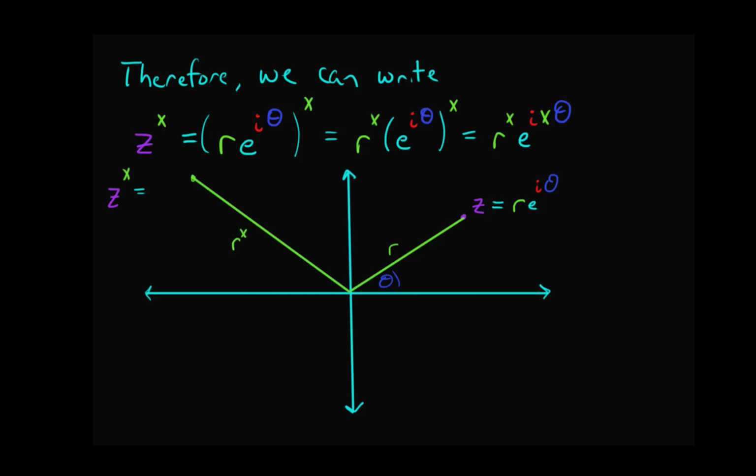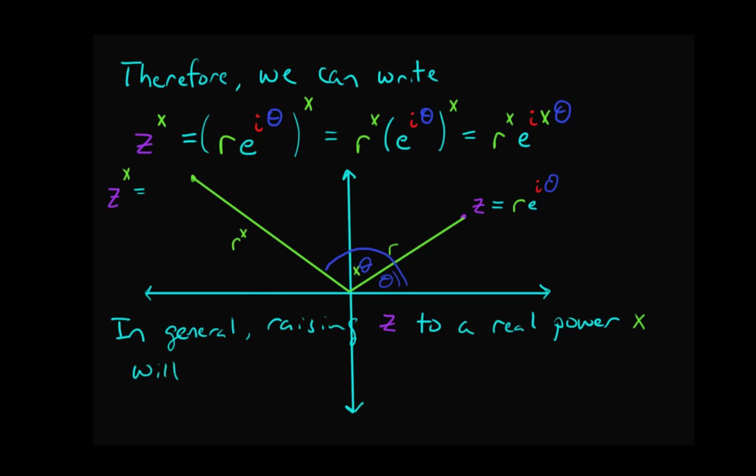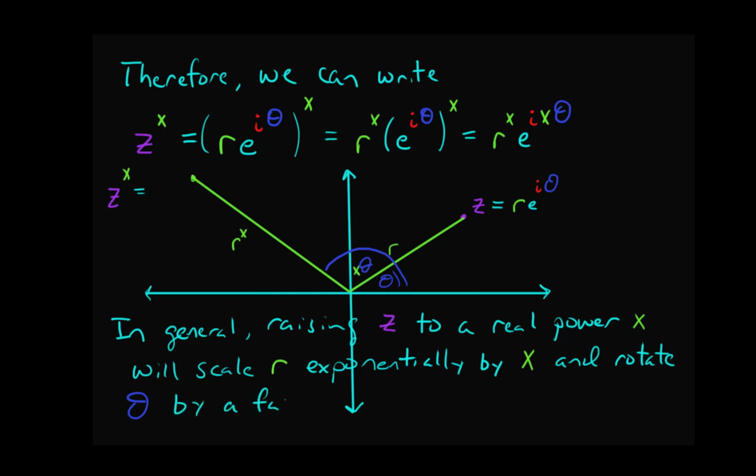And what's going to happen to the argument of z to the x? It's going to be multiplied by x. So we get a new complex number, z to the x, whose radius equals r to the x and whose argument equals x times theta. So this example illustrates the general case. In general, raising z to a real power x will scale the modulus or radius of z exponentially by x, and it will rotate the argument of z from the origin by a factor of x.